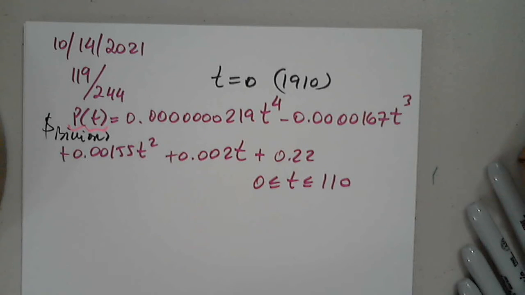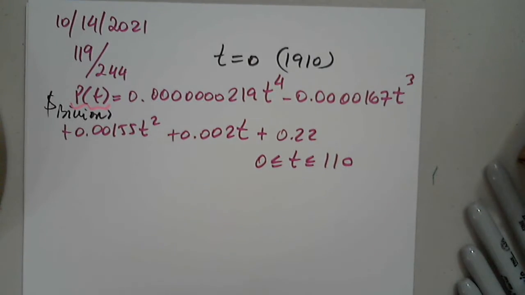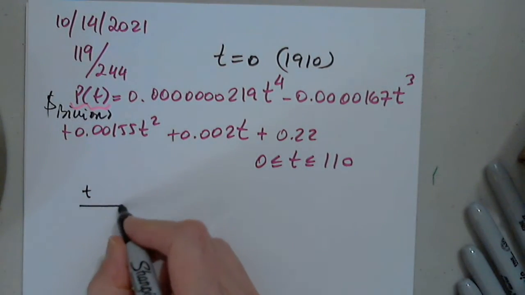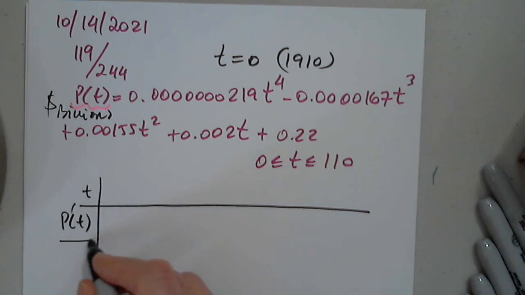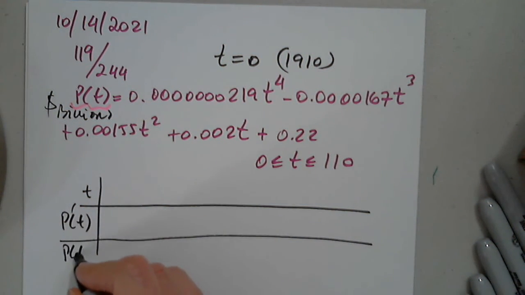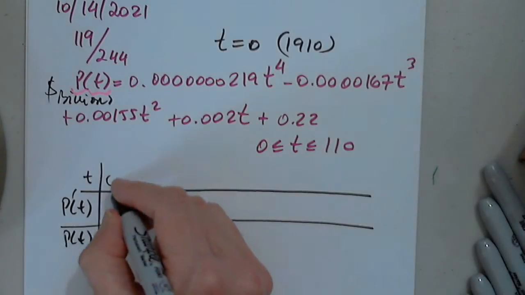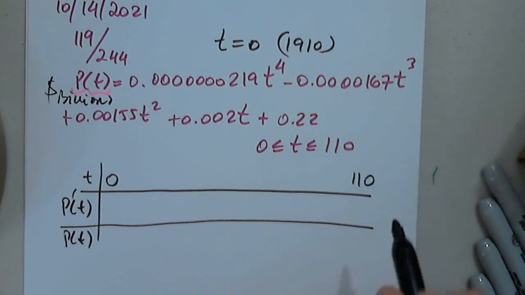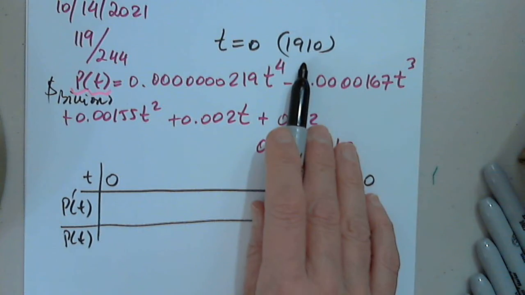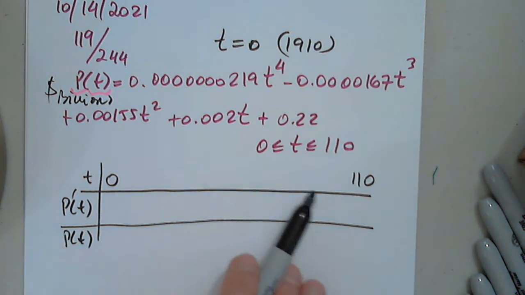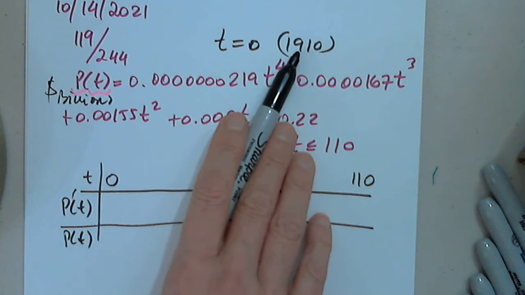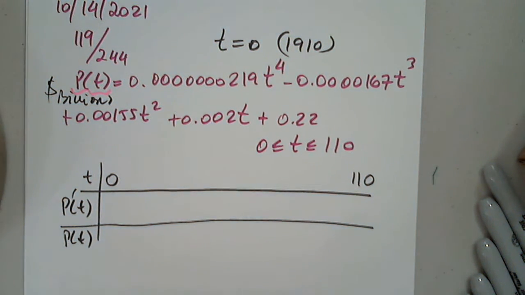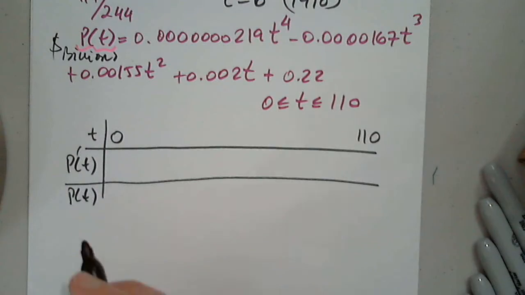According to this model, what is the absolute maximum amount of oil produced? Okay, so remember we have the same table, P of T, P prime, and then P of T that we've been using all the time, from 0 to 110, 0 representing 1910, and 110 is 110 years after the year 1910. Okay, so we have to find P prime.